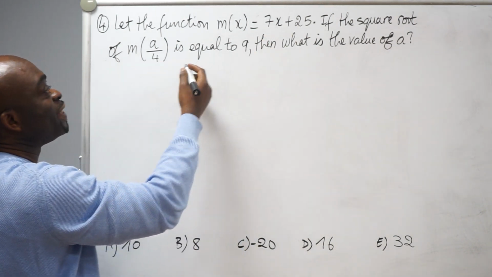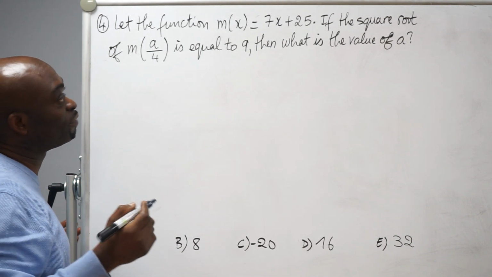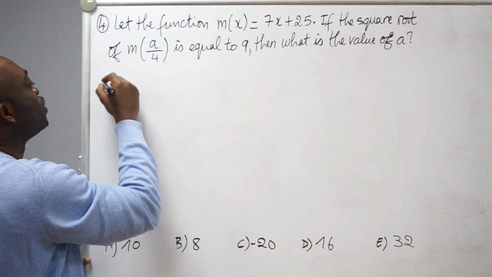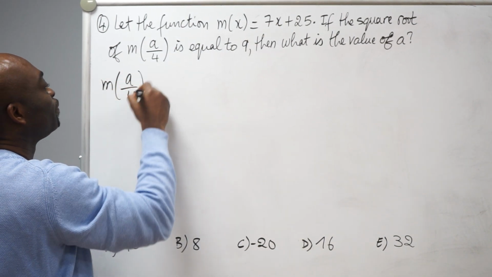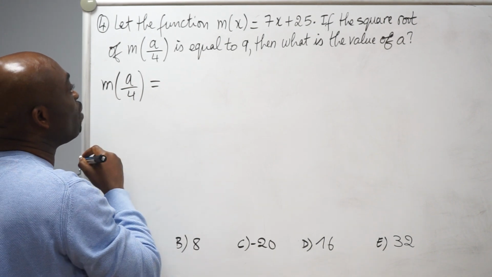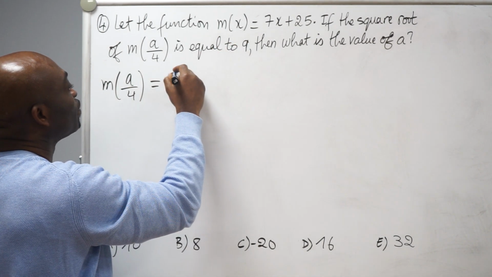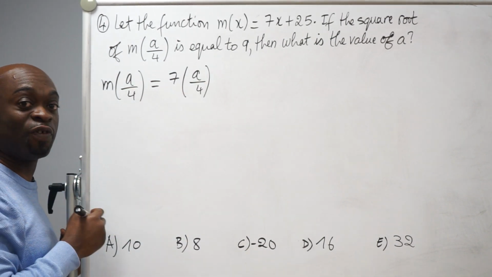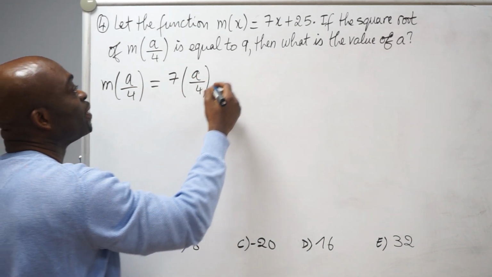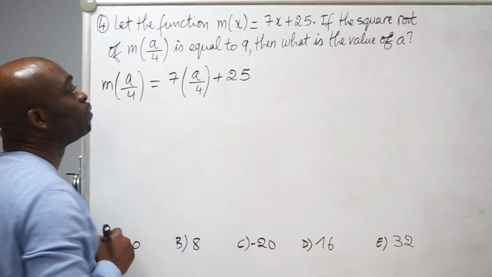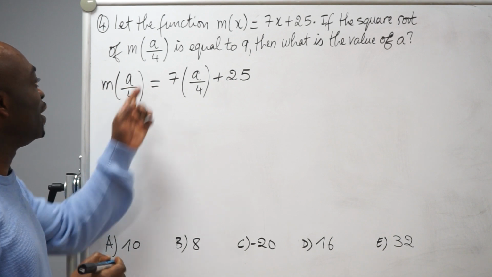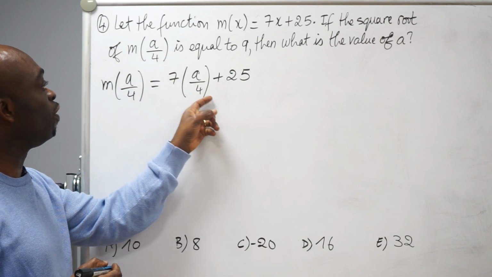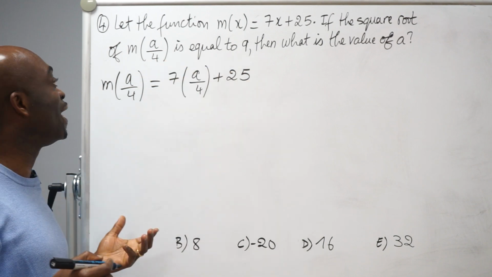And then we know that the square root is this one. So what can we do about it? We can take m of a over 4, because we have m of x, right? So m of a over 4, what would that give us? m of a over 4 is equal to 7 times a over 4, because that's what the x stands for now. So we replace x by a over 4, plus 25. So that's what we have. And then we know that the square root of m of a over 4 is equal to 9. All right?